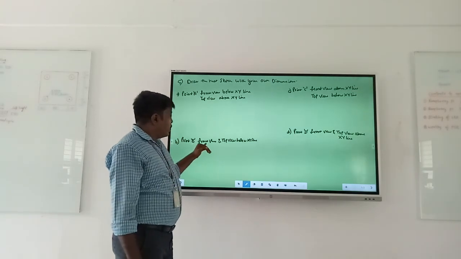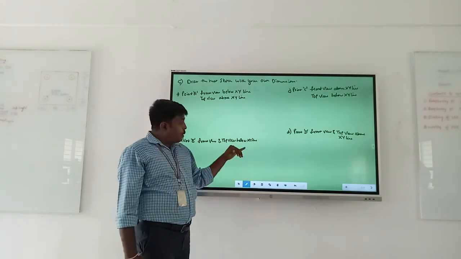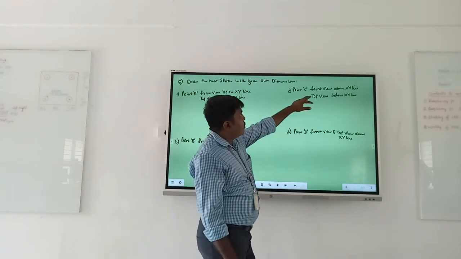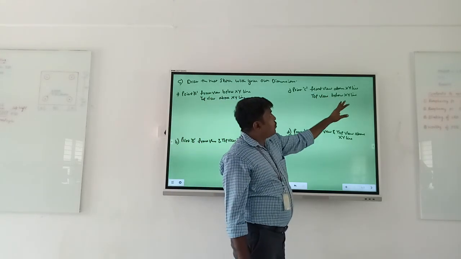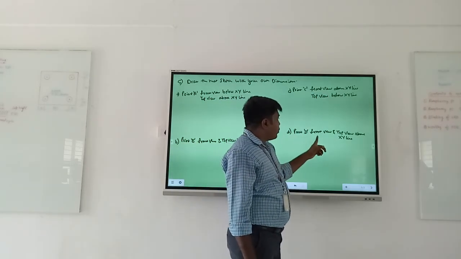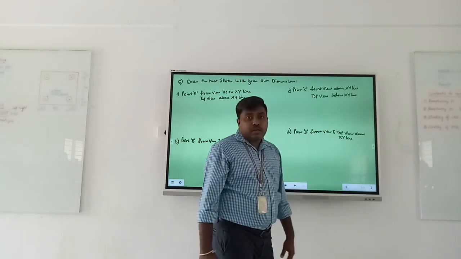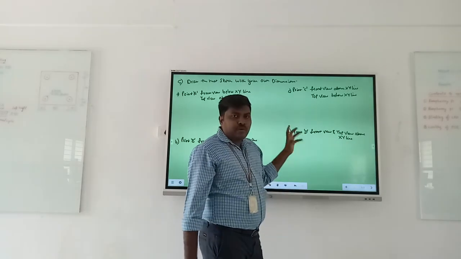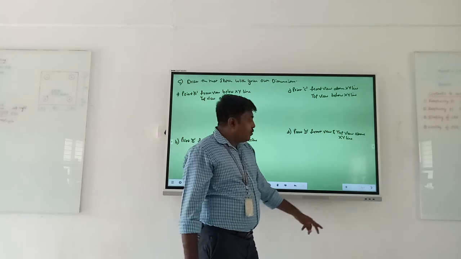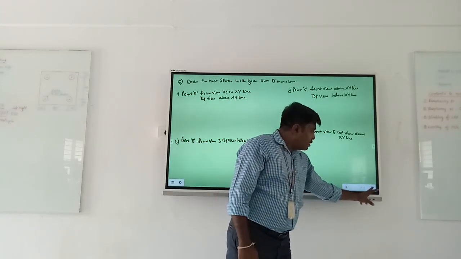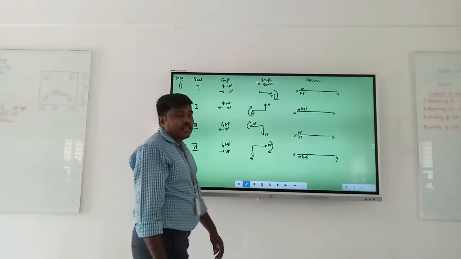Question number 2, point B, front view and top view both are below xy line. Question number 3, front view above xy line, top view below xy line. Question number 4, point D, front view and top view both are above xy line. If you read like this, you will not understand anything. For that, whatever the rough sketch, whatever the summary we gave, let us see in that.